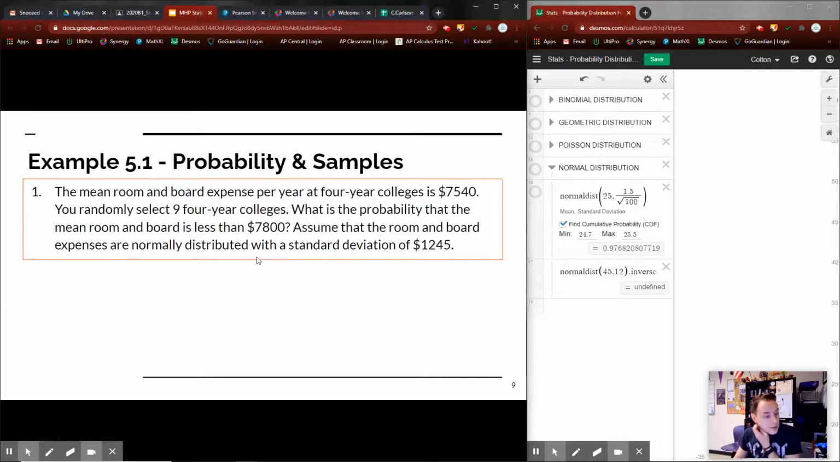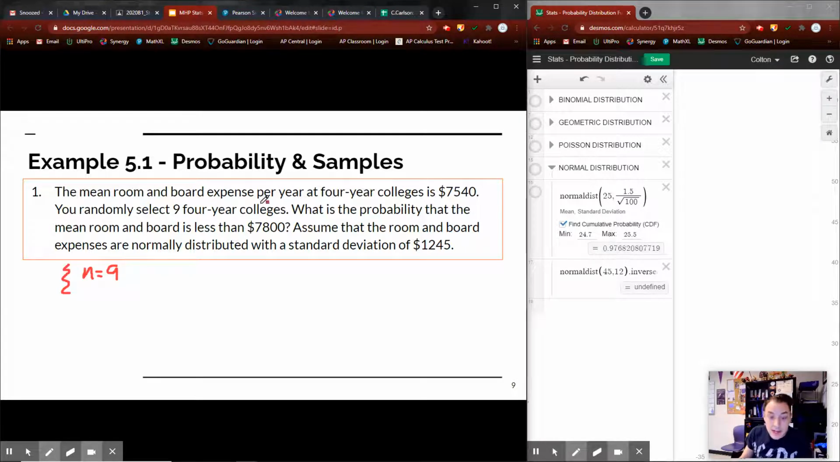The mean room and board expense per year at 4-year colleges is $7,540. That's super cheap. You randomly select 9 4-year colleges. So automatically what I have over here is my n equals 9.